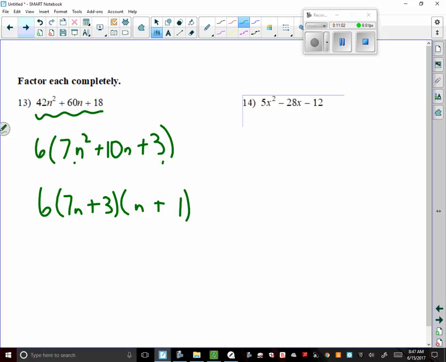And then if you check by foiling, those 2 make 7n squared, those 2 make 3, and then if you do foil, we'll take a little happy face. You get 10n, so that's the correct answer.